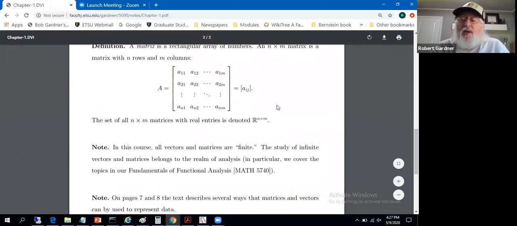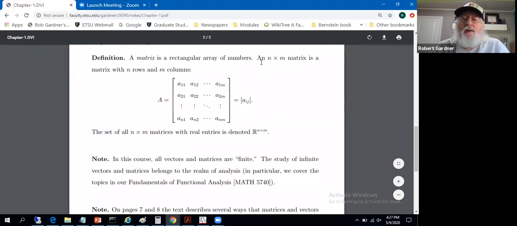A matrix is a rectangular array of numbers. An n by m matrix is a matrix with n rows and m columns.